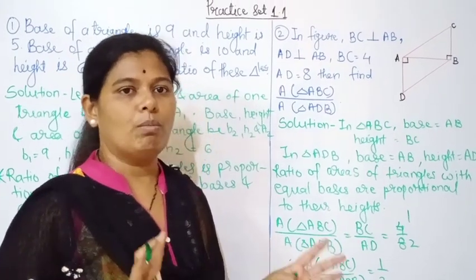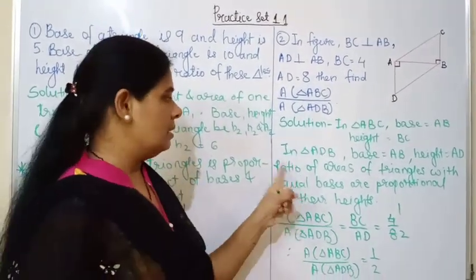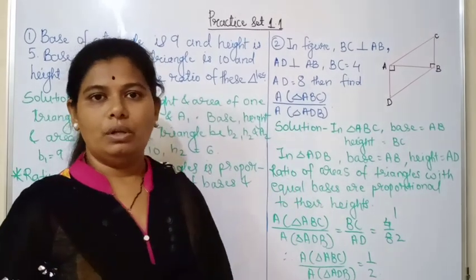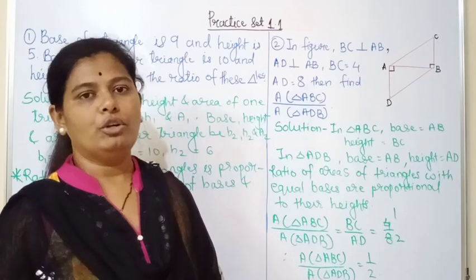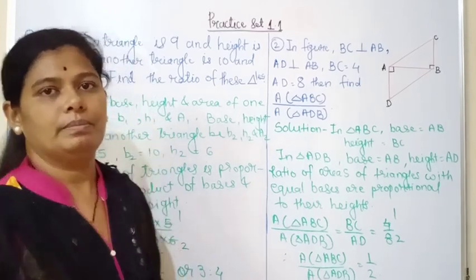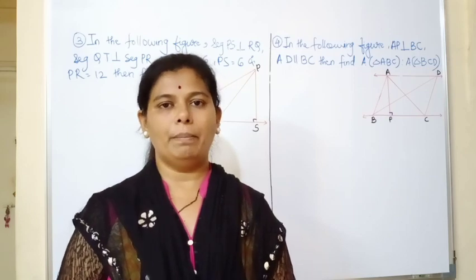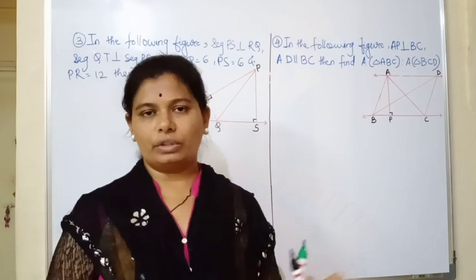As I told you, the most important thing in practice set 1.1 is the statement which you have to learn, and you should be able to identify the base and the height of the given triangles. Now we will solve the next example. We have solved example number 1 and 2. Now we will see third and fourth example.